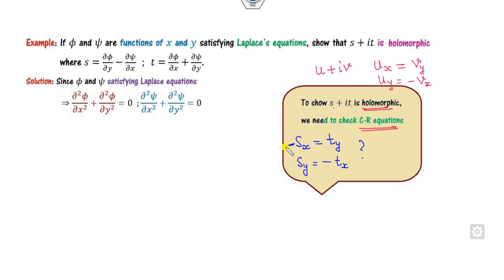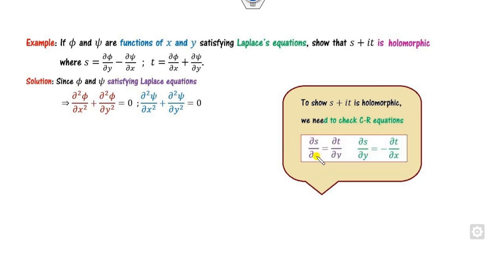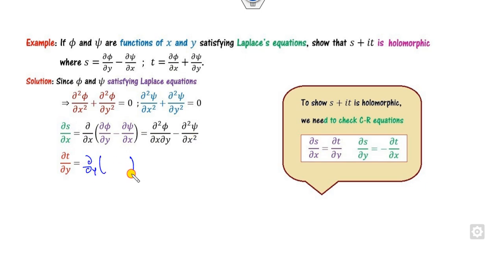I can write s of x as nothing but this. So I can start with the left hand side, the partial derivative of this with respect to x. S is already given, so I can start with this. Similarly, for the second case, I have the value of t, and I can write it like this. Now you can open this bracket. Similarly, I can substitute this value of t here, which is this one. Now we need to prove both are equal.